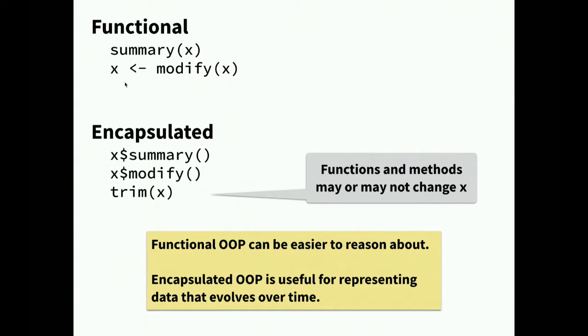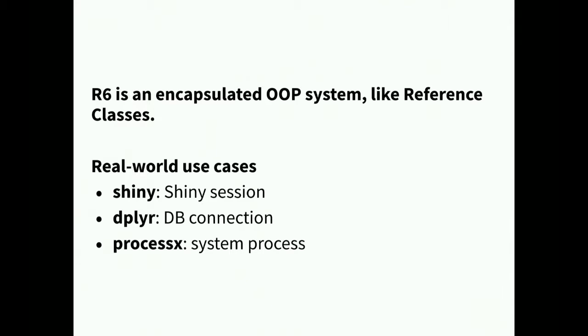Whereas with encapsulated, you don't know if it's going to change. But encapsulated object-oriented programming is useful for representing data that evolves over time. And some real-world examples of this where R6 is used are Shiny. So their Shiny session is represented with an R6 object. It represents the state of the application as the user interacts with it.